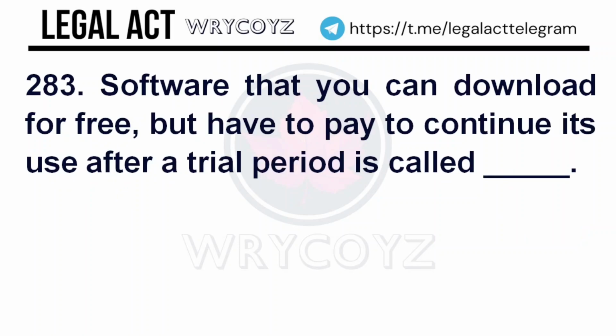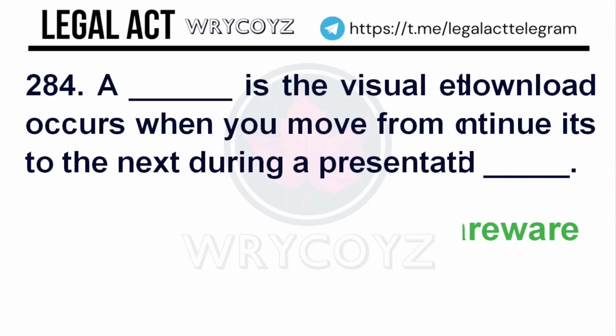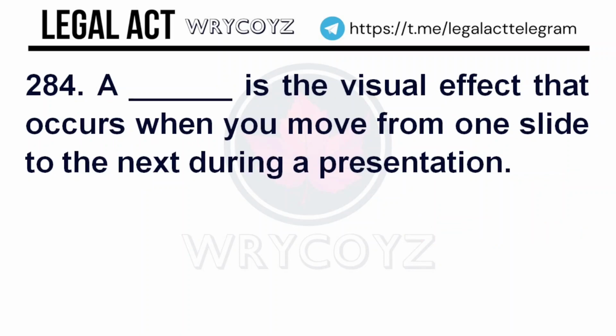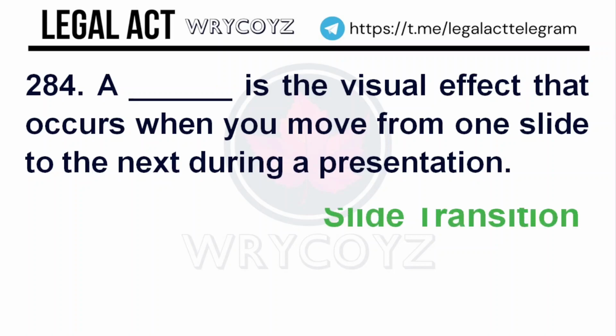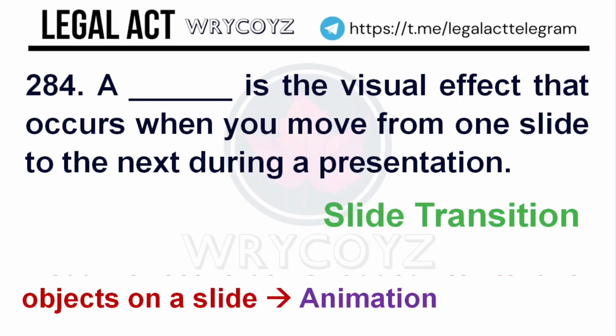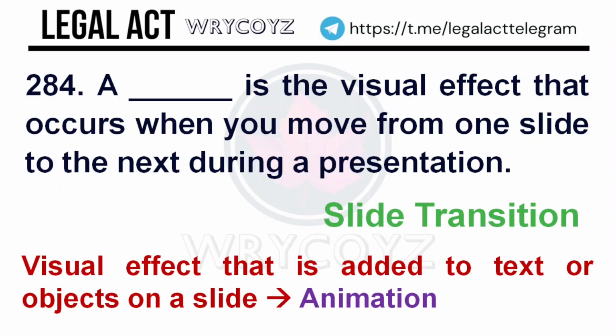283. Software that you can download for free but have to pay to continue its use after the trial period is called dash. The answer is shareware. 284. A dash is the visual effect that occurs when you move from one slide to the next during a presentation. The answer is slide transition. Visual effect that is added to text or objects on a slide is called animation.